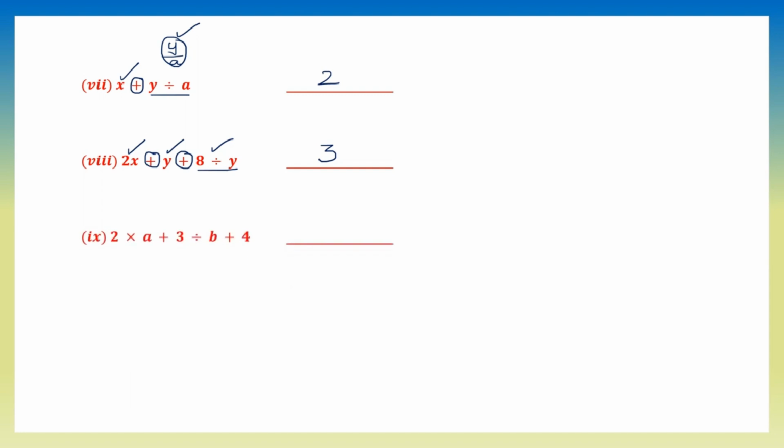Ninth one, 2 into A becomes 2A. That's one term. So we have plus. Then we have another term. Now 3 divided by B. This whole thing becomes one term. Then we have a plus sign. So 1, then we have 2, then we have 3. We have 3 terms. So there are 2 plus signs, so there are 3 terms.